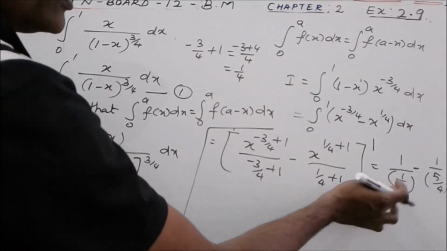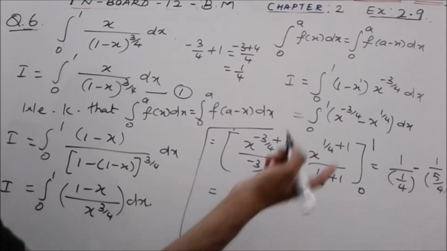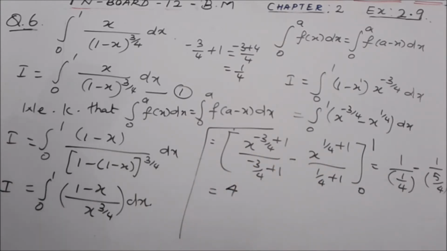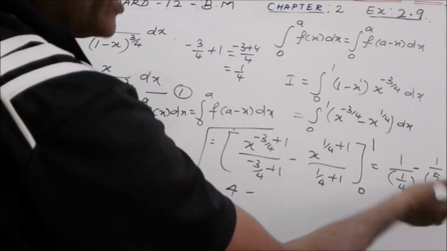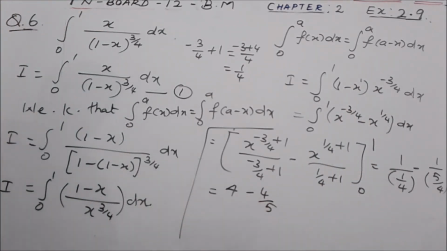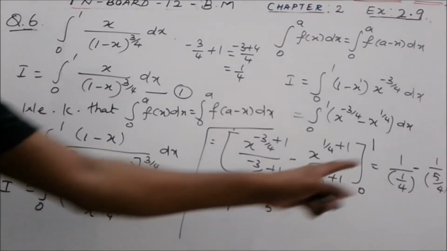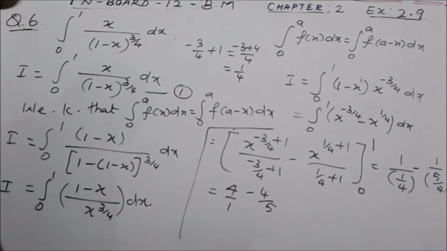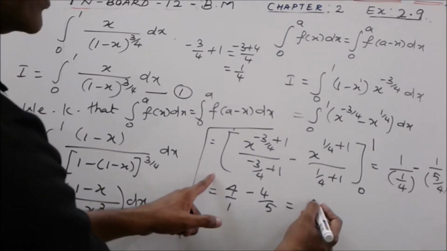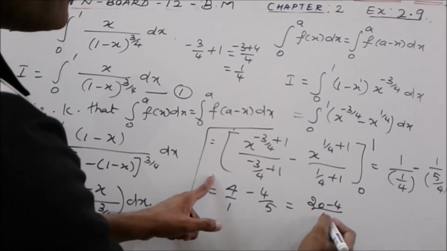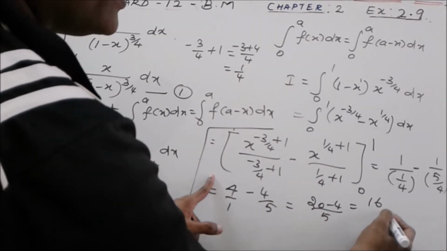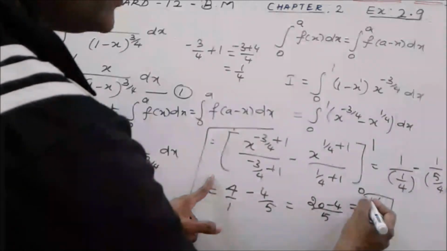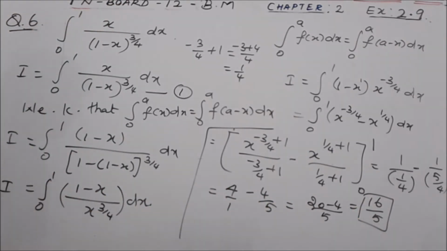Now simplifying this, it will be equal to 1 by 1 by 4 is 4, minus 5 by 4 means it is 4 by 5. 1 by 1 by 4 is 4 by 1 or 4. Then 1 by 5 by 4, the reciprocal, is 4 by 5. Now taking LCM, this will be equal to 20 minus 4 by 5, that is equal to 16 by 5. 16 by 5 is the answer.